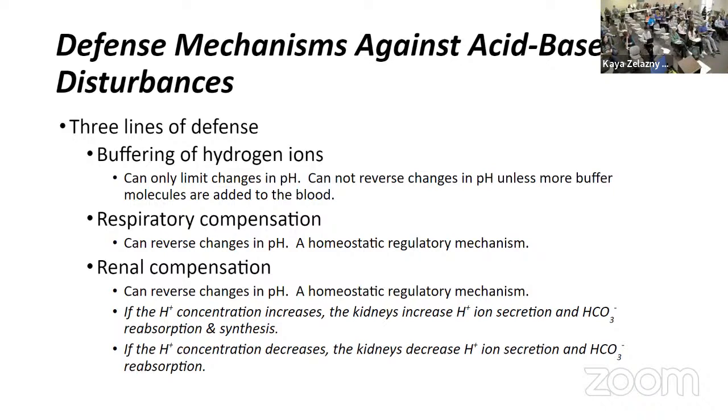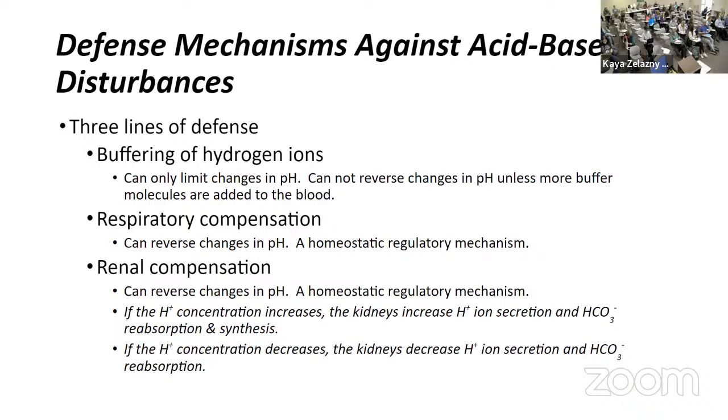Respiratory compensation and renal compensation can both actually change the pH, so they can really reverse these changes. Our second line of defense is going to be to change how fast we're breathing. That's going to be respiratory compensation. When we change how fast we're breathing, we change the amount of CO2 left in our blood, which is measured by that partial pressure of CO2, that PCO2. So if we change the speed with which we're breathing, we can change the PCO2, which means we can change pH ultimately. So this is considered a homeostatic regulatory mechanism for pH.